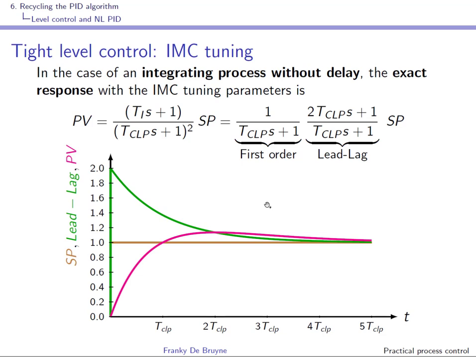So you can see that IMC tuning for an integrating system without delay produces this type of response with a slight overshoot of the set point. Note that this might suggest that you can choose TCLP as small as you want, but of course there is also another curve that you should look at, and it's MV. The smaller you choose the desired closed loop time constant, the more aggressive the controller will be.